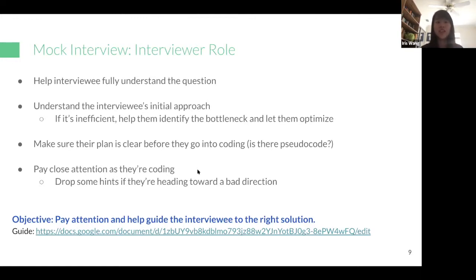I think there's actually a lot of value in this interviewer role. It gives you good perspective, when you're in an interview, on what being an interviewer is like and how to communicate with an interviewer, because you've done this role before as well.